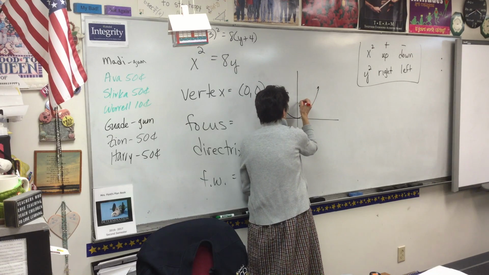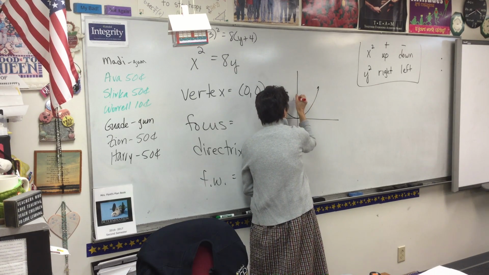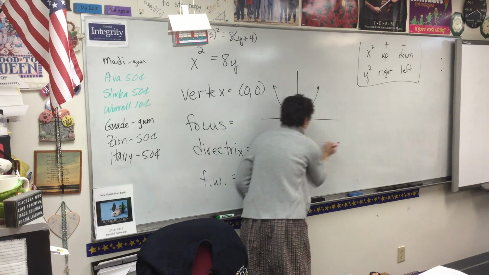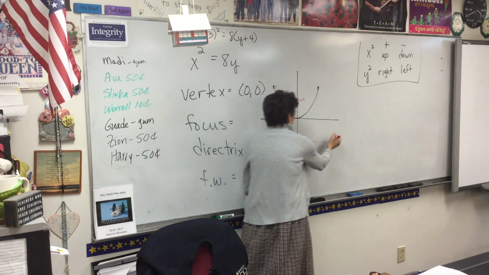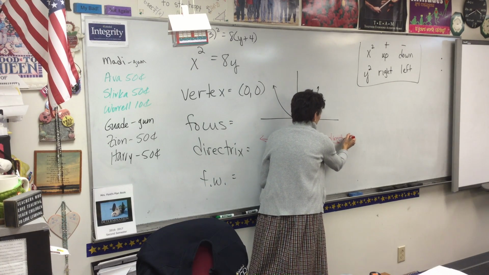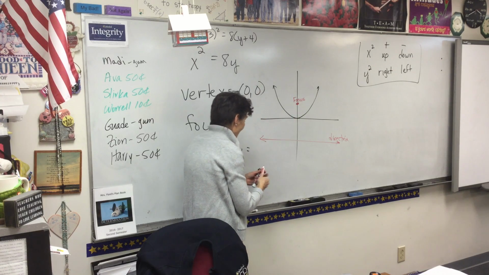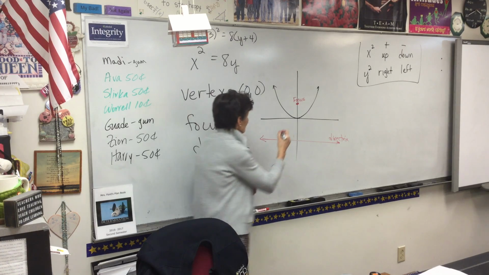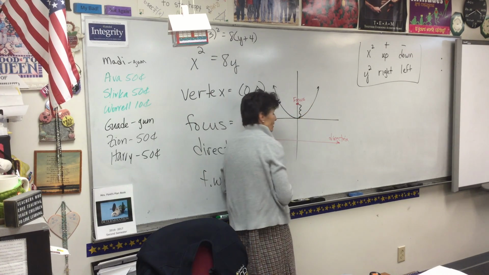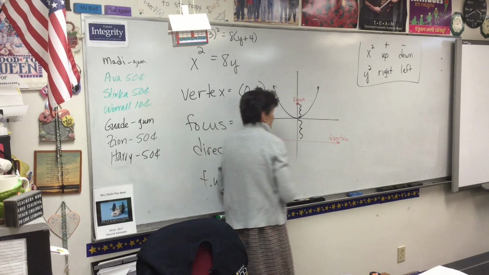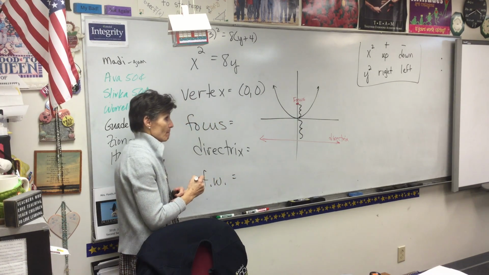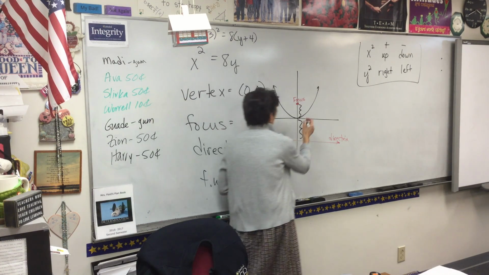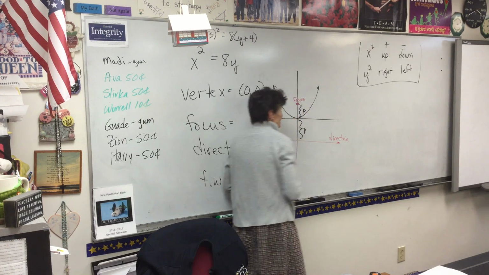Okay, now, what is this focus and directrix? Inside the parabola is a very special point called the focus. Outside the parabola is a very important line called the directrix. Now, here is the really cool part. This distance right here is the same as this distance right here. They're the same. For whatever reason, mathematicians refer to that distance as P.